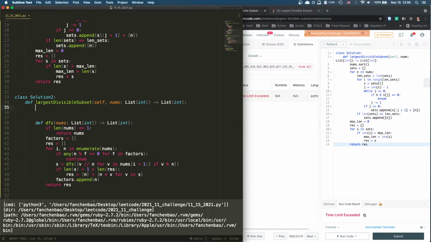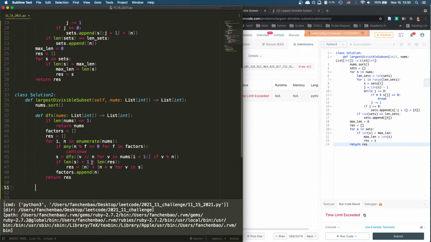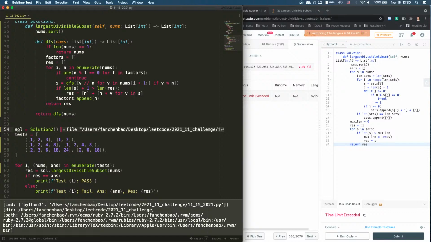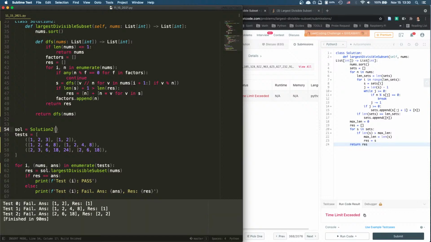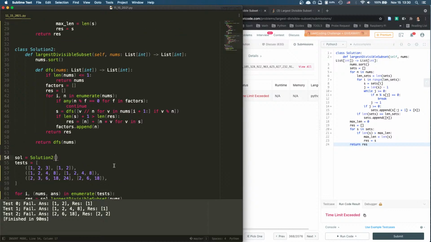How do we call it? Well, nums.sort for sure at the start. And then we're going to call DFS nums. Actually, we're going to return DFS nums. Oh. Nope. That is terrible. Alright. Alrighty. Okay, let's do this.